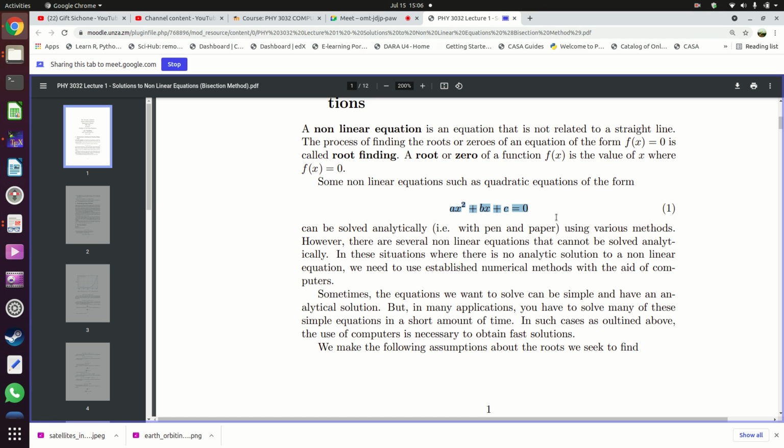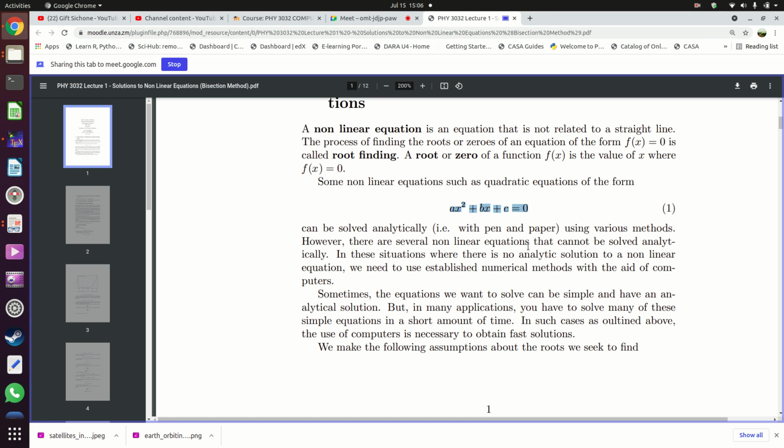For example, a cubic function. But there are other nonlinear equations which are not quadratics and not cubics, which are much more difficult to work out with pen and paper. It's not just that they're more difficult, but for some of them it's impossible to find the answer with pen and paper. You have to use other methods.